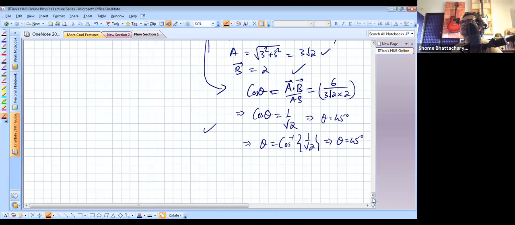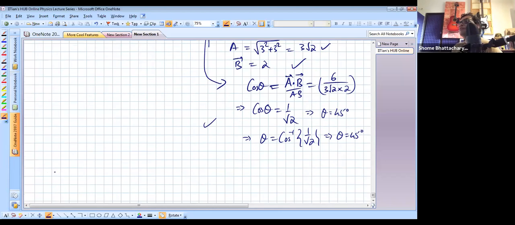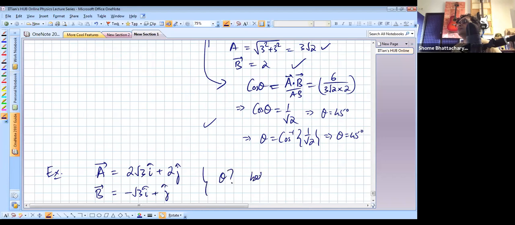Let's look at another example. Vector A is, suppose, 2 root 3 i cap plus 2 j cap, and vector B is minus root 3 i cap plus j cap. Now we ask: find the angle theta between the vectors A and B.